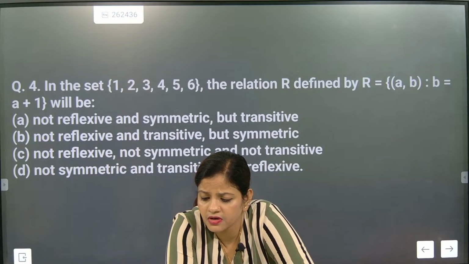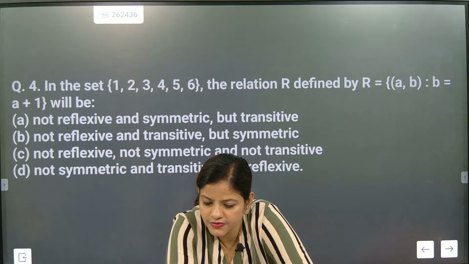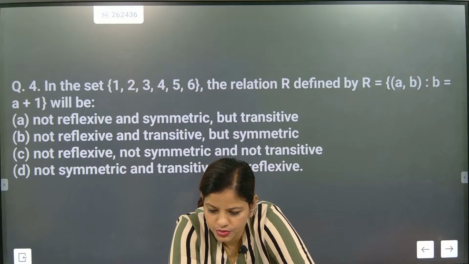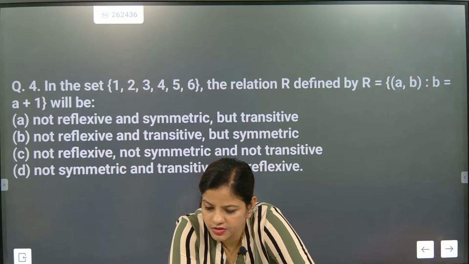Not reflexive and symmetric but transitive. Not reflexive though, I think it is true. Come on, go for it. You yourself try this question.